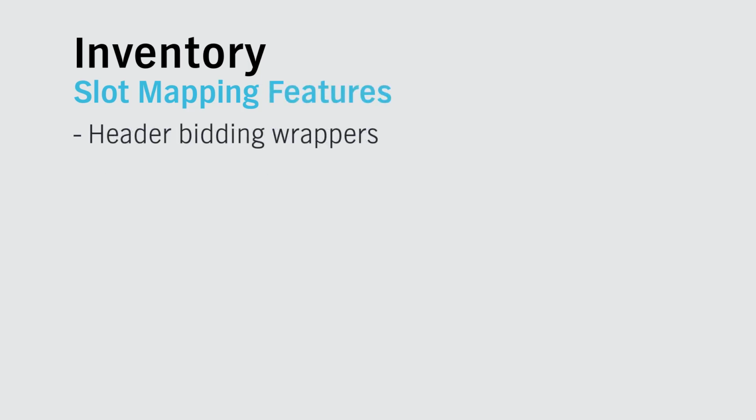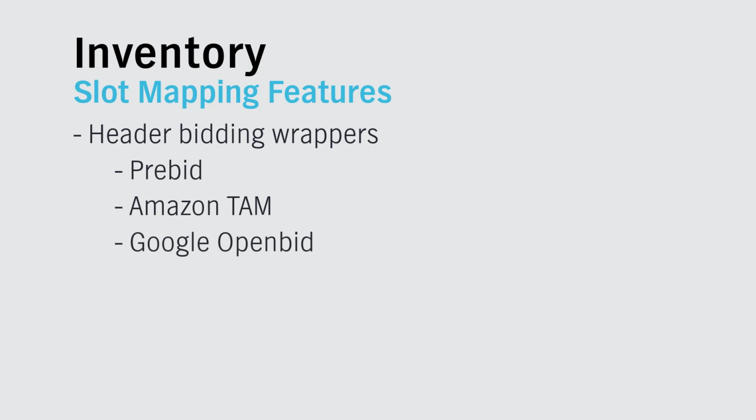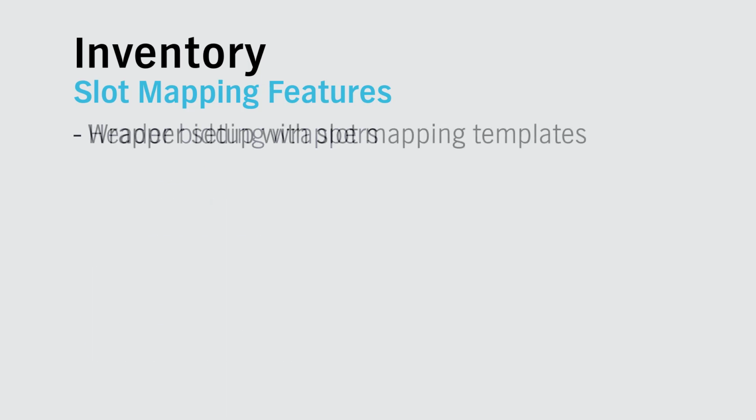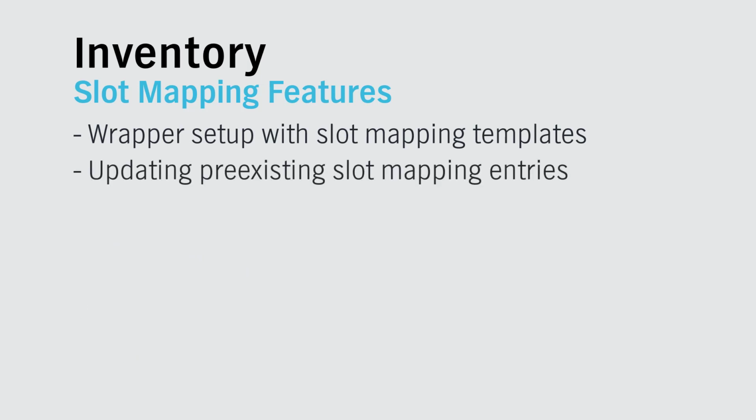By using slot mappings, you enable processing of your inventory from header bidding wrappers such as Prebid, Amazon TAM, Google OpenBid, and others, while also introducing access to performance metrics, PPM targeting criteria, and site-level block lists. In this video, we will cover setting up the Prebid wrapper using slot mapping templates, as well as how you can access current mappings to update existing entries.